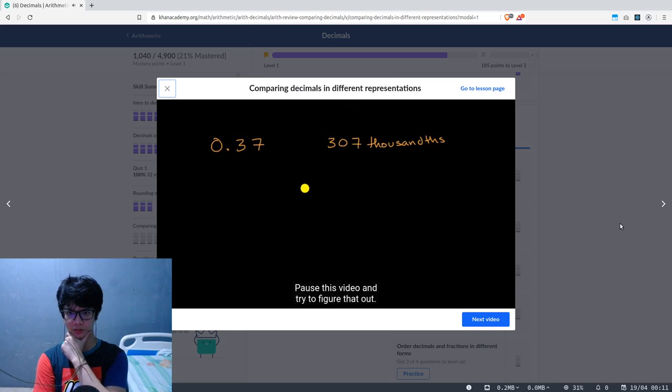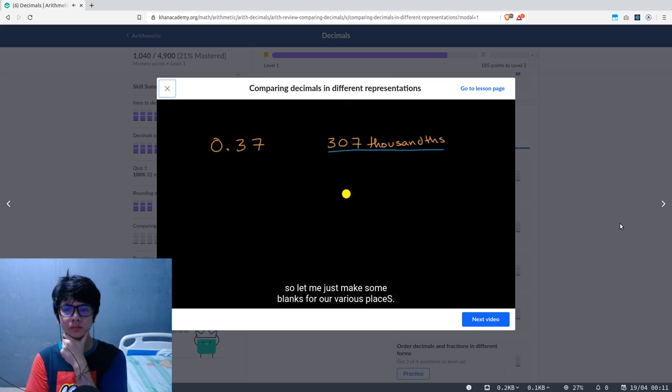The left one is larger. All right, now let's try to do this together. And the way that my brain works is I try to put them into a common representation. So one way we could do it is we could try to rewrite this one on the right as a decimal. So let's do that. So we could rewrite this as, it's expressing a certain number of thousandths. And so let me just make some blanks for our various places.